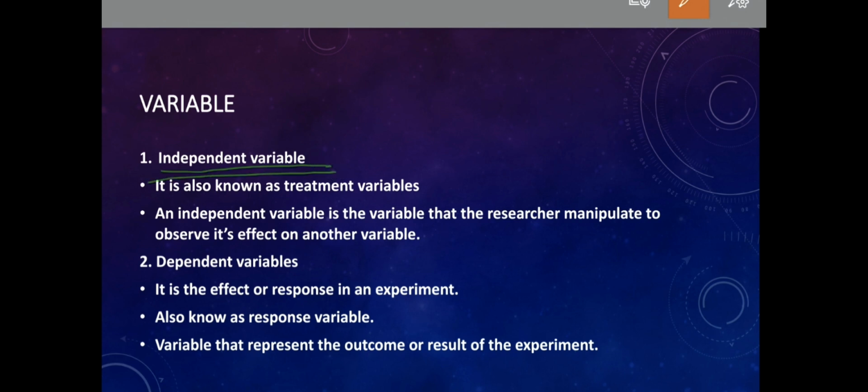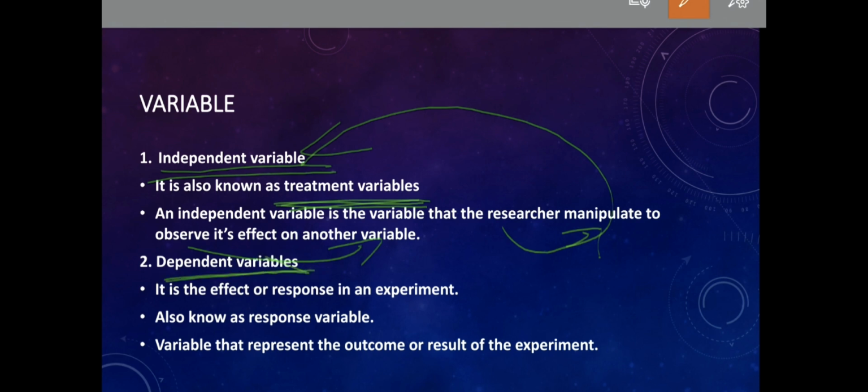Independent variable is also known as treatment variable. It means manipulation is with the independent variable. That's why it is called treatment variable. An independent variable is the variable that the researcher manipulates to observe its effect on another variable. Researcher manipulates the independent variable, then observes the effect on another variable. Then what is the other variable? Let's know. Then dependent variable.